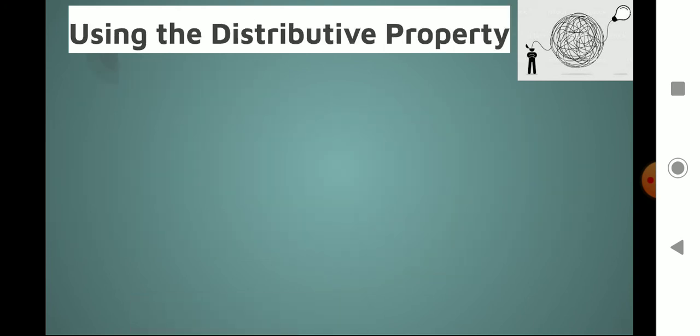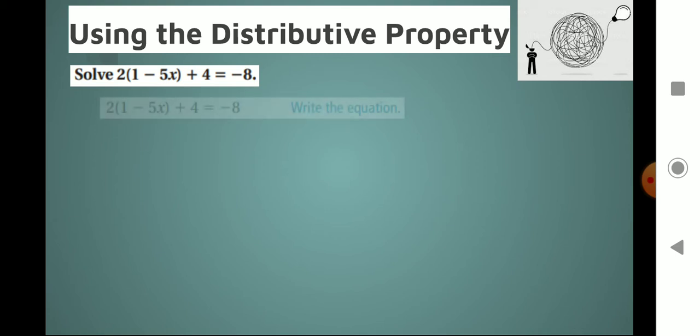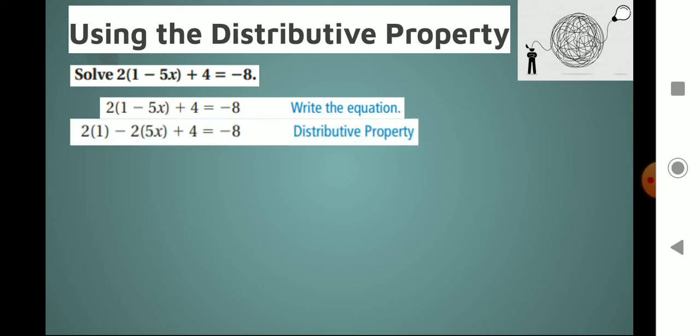We will also use the distributive property before we combine like terms and before we do the opposite operation. Remember that parentheses means multiplication, and we must multiply every single term inside. 2 times 1 minus 2 times 5x plus 4 equals negative 8. That's using the distributive property. Then we have 2 minus 10x plus 4 equals negative 8.